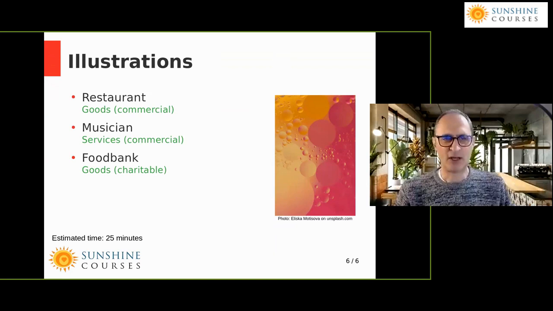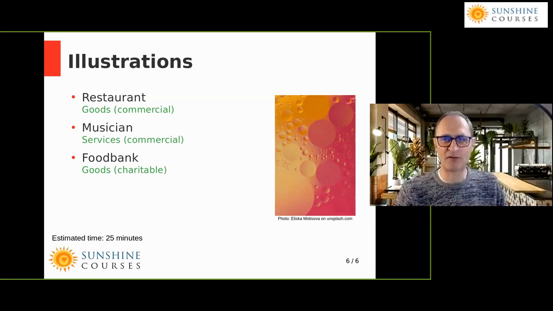So we're going to look at 3 separate sets of accounts. One is a restaurant. I picked a restaurant because it's quite easy to relate to what a restaurant does and what a restaurant is. But I just wanted to highlight that the restaurant serves goods. It serves food. And so although we're doing a restaurant, it could be any organization that sells goods.